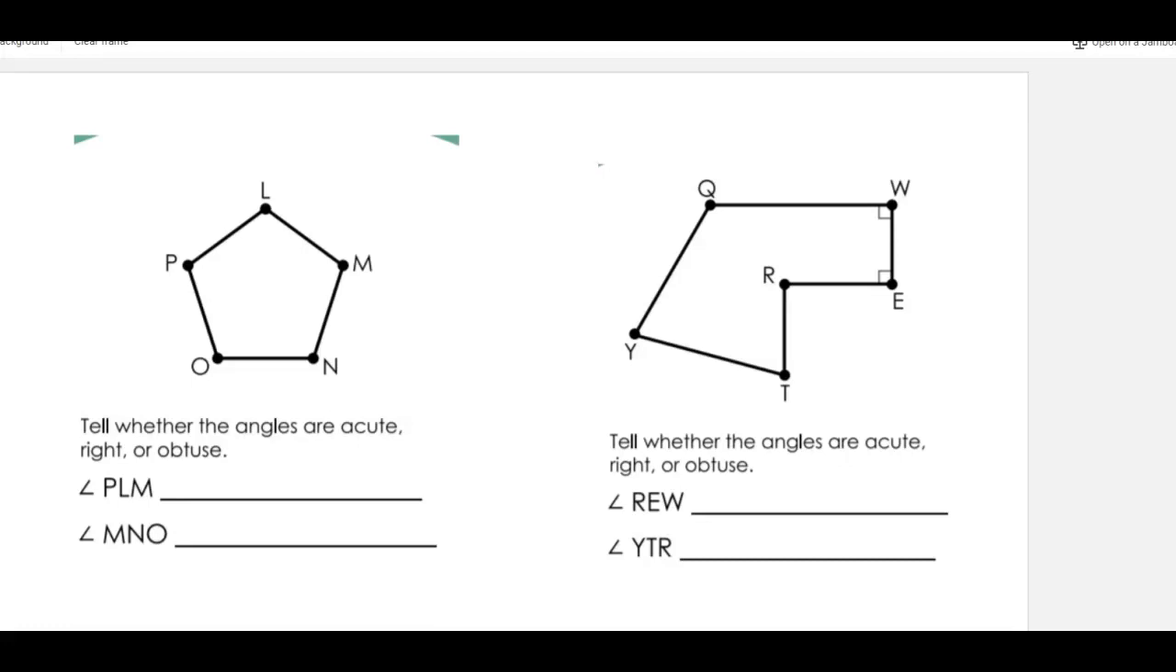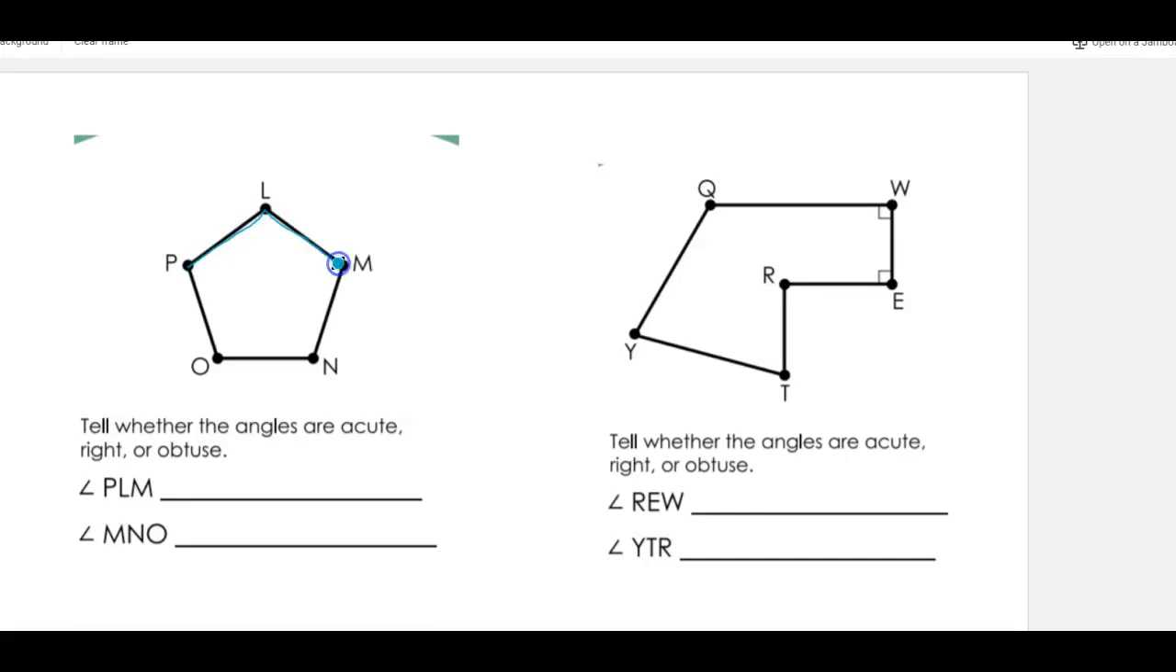Tell whether the angles are acute, right, or obtuse. So I'm gonna have you pause the video right now. See if you can answer all 4 of these, and then unpause it and see how you do. Okay, pause the video, go. All right, so hopefully you have answers for all 4 of these. Let's look at angle PLM. Is it acute, right, or obtuse?